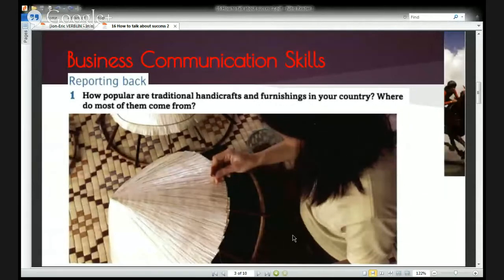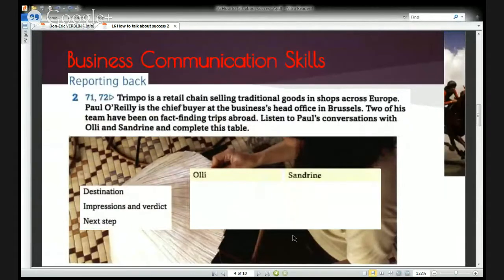Yes. Okay. Well, I'm bringing that up because we're going to be listening in on a meeting. Trimpo is a retail chain selling traditional goods in shops across Europe. Paul O'Reilly is the chief buyer at the business's head office in Brussels. Two of his team have been on a fact-finding trip abroad. Does anyone know what I mean by fact-finding? What if he's the head buyer for a traditional goods shop? What's he looking for on his fact-finding trip? What do you think? Want to make a guess?